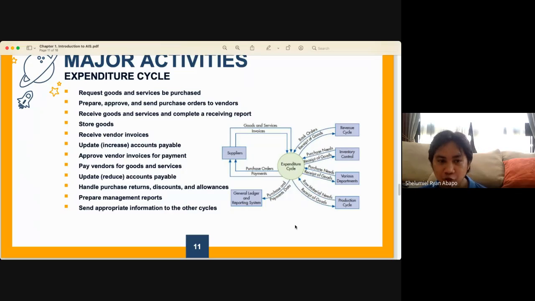And then, of course, there will be update on certain general ledger accounts, like accounts payable, if you've actually purchased on account. Okay? Now, this also involves payment of your suppliers, kasi hindi naman limited ang expenditure cycle to purchases on account, but this will also include the payment made to your supplier. And then, of course, the recording of your purchase returns, discounts, and allowances, the preparation of the management reports, and of course, sharing appropriate information with the other cycles.